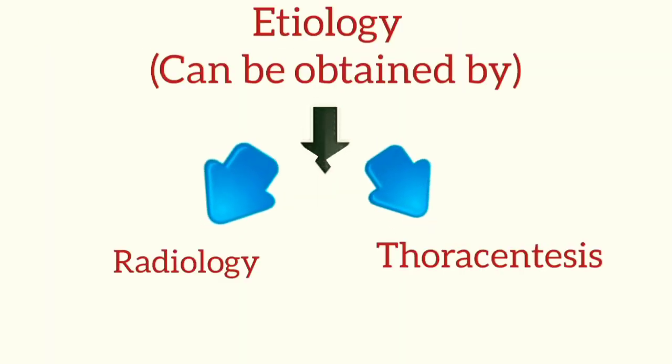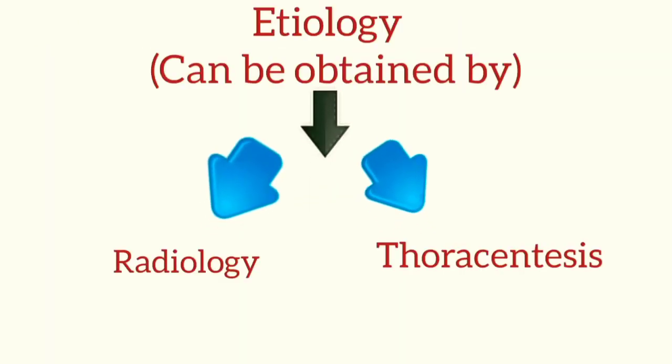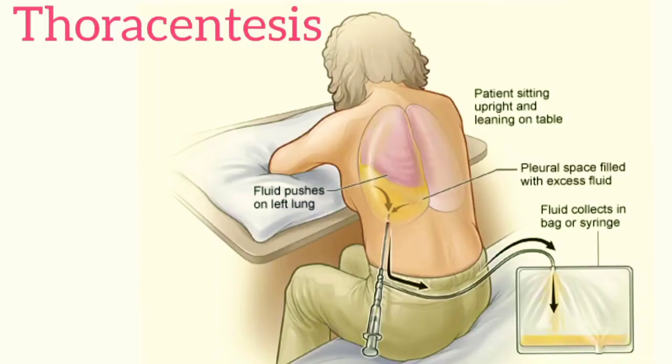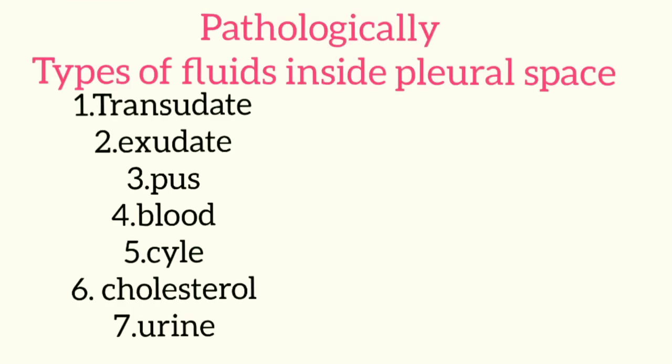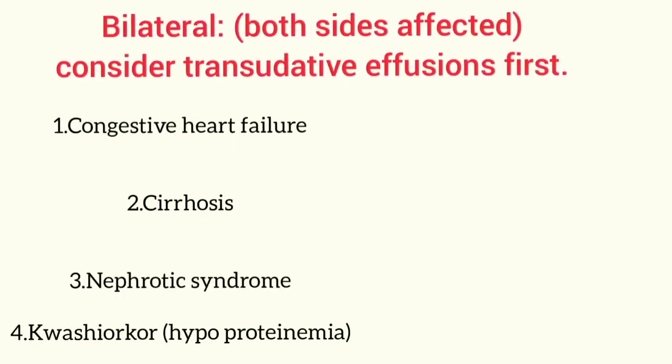So now to find out the etiology, we can use radiology as well as thoracentesis. So what does thoracentesis mean? It is a procedure in which aspiration of the fluid from the pleural space is done with the help of a needle. Now, these are the types of fluid present in the pleural space: transudate, exudate, pus, blood, chyle, cholesterol and urine. The fluid is bilateral or unilateral.